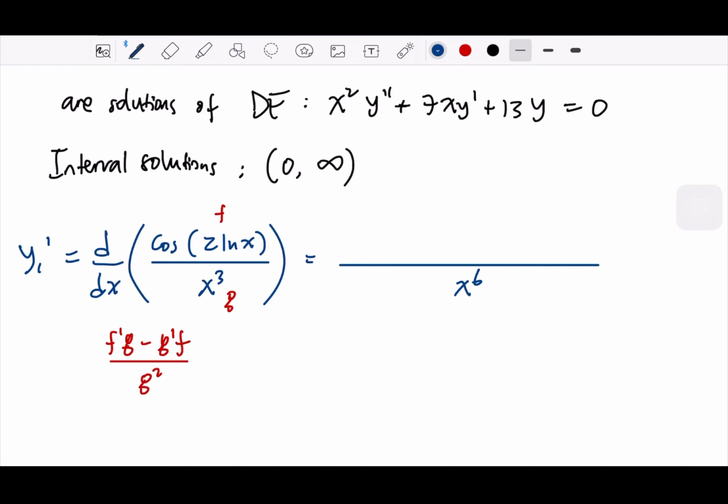So this will be sine 2 ln x, multiply with 1 over x, or 2 over x, and then multiply with g is x cubed. So we are going to rewrite this as x squared. And we have negative, right, from sine.